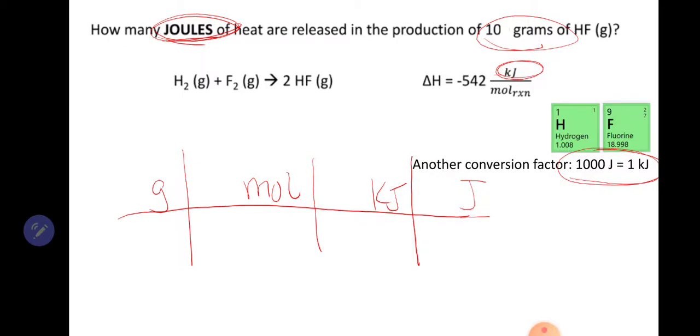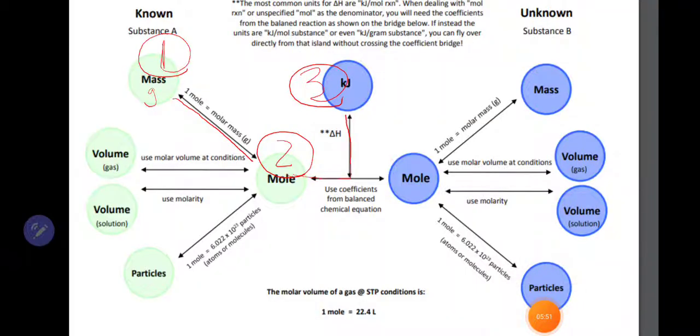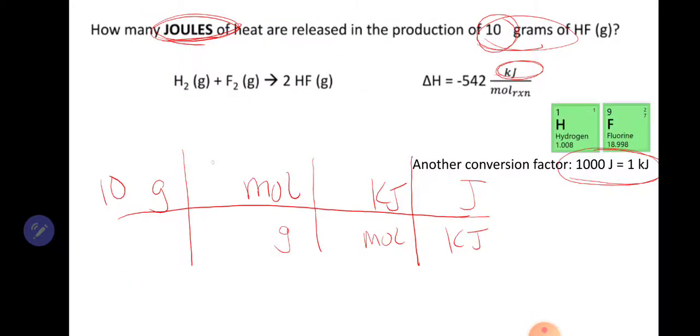And then I'm going to slide all of these guys down. And then we'll fill in the numbers. So given always goes in the first box. Then my map says I'm going to use 1 mole and my molar mass. Anytime we have to do grams, we have to find the molar mass. So 1 mole, and we said that our molar mass, 19 and 1, is 20.